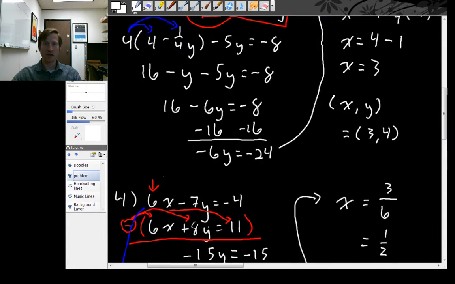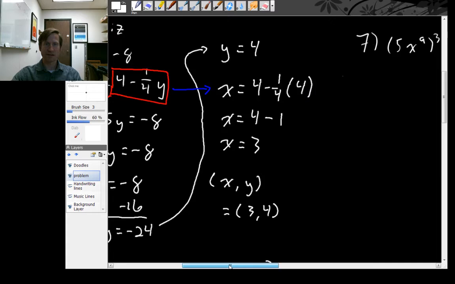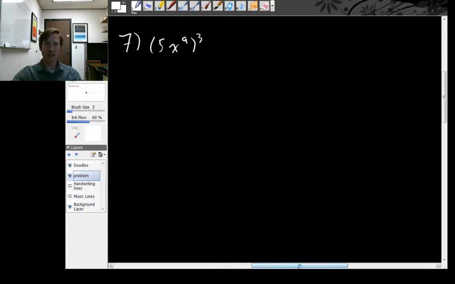Okay, moving right along, let's have a look at this. So this is number 7. The idea here is just to simplify this expression as much as we can, and we can use the laws of exponents to simplify this. So we'll start by using the power of a product rule. So when you have a product inside of parentheses and an exponent outside, this exponent sort of jumps onto each part of the product like this.